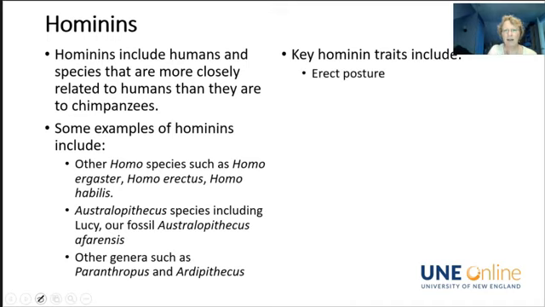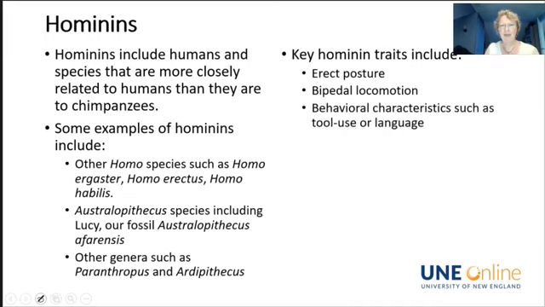Key hominin traits. So this is important. What separates the hominins from the other apes, from the hominoids? One is erect posture. Okay, better sit up straight now. Bipedal locomotion. Behavioral characteristics such as tool use or language. See, it's getting kind of hard to define humans now.